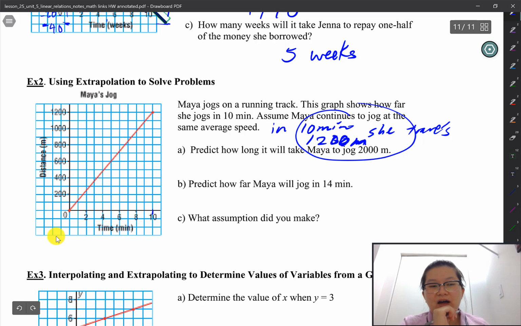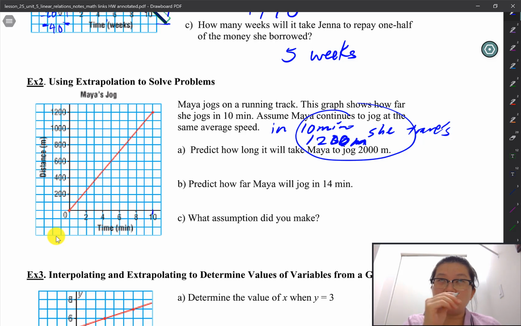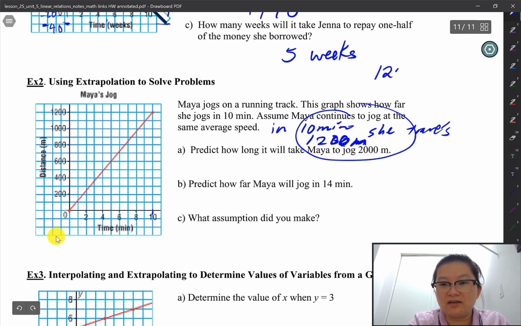So maybe we can find out how far she travels in 1 minute. So to do that, you're right. If I want to find how far she travels in 1 minute, I have to take the distance that she travels divided by time, meaning I'm going to get 120 meters. She's going to travel 120 meters in 1 minute.